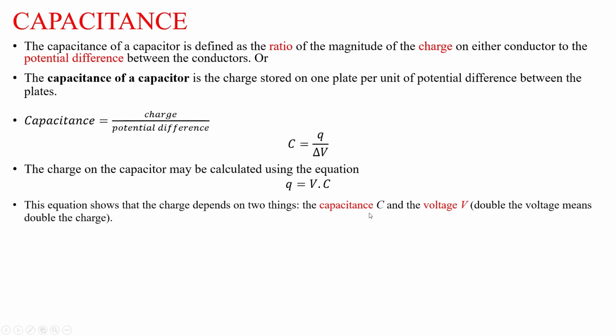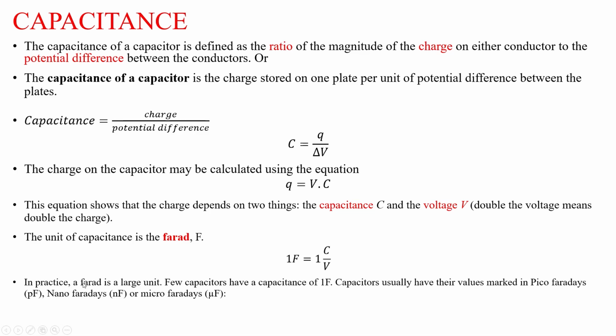Which means that if we double the voltage, we will have double charge being stored in the capacitor. The unit of capacitance is Farad. So 1 Farad is equal to 1 coulomb per volt. In practice, a Farad is a very large unit. So few capacitors have a capacitance of 1 Farad.